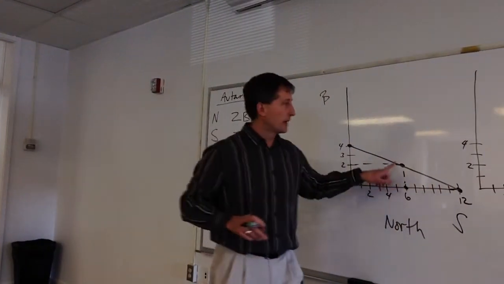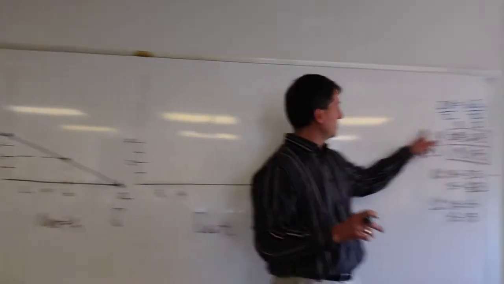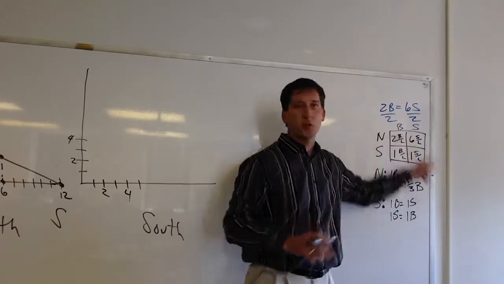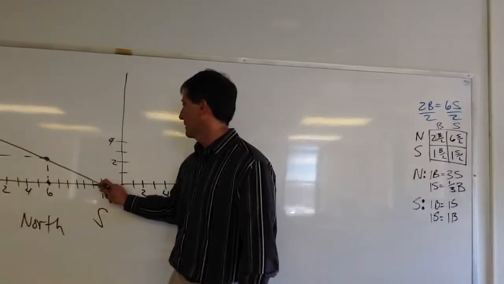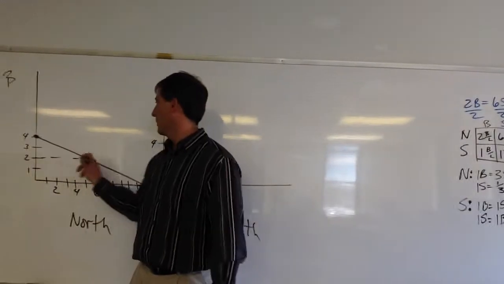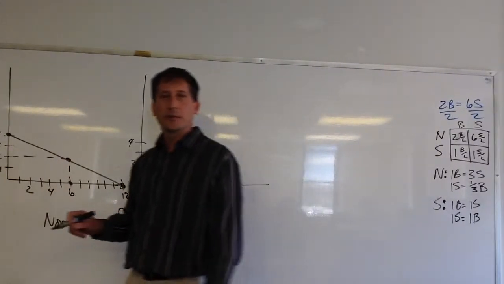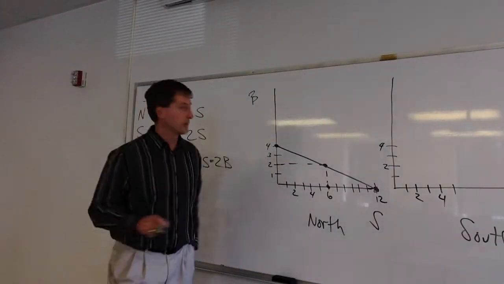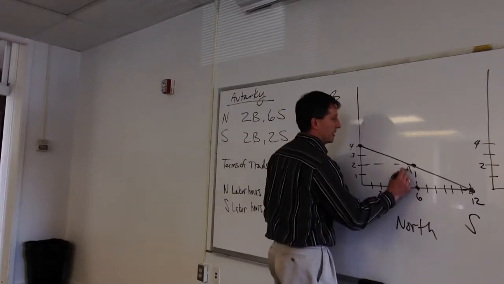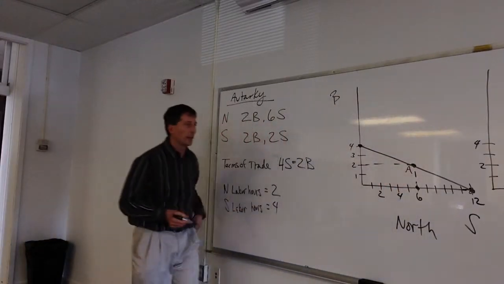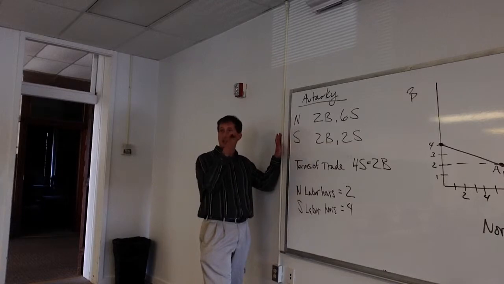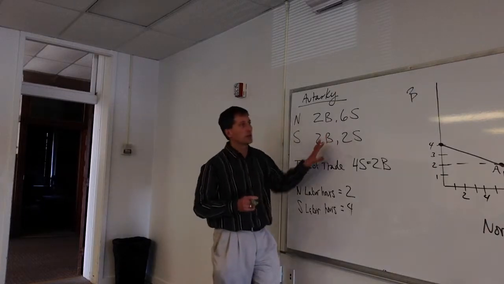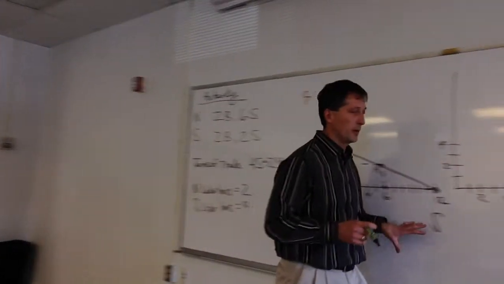Everybody with me on that endpoint? So we're throwing all 2 hours of labor at shirt production, we get 12. So we've got this endpoint, and we can be somewhere in the middle. If you remember back, those of you who had the principles class, I just kind of called this point A, the autarkic point. I didn't call it that in class, but that's kind of our starting place. So without trade, we're going to have the north at point A.